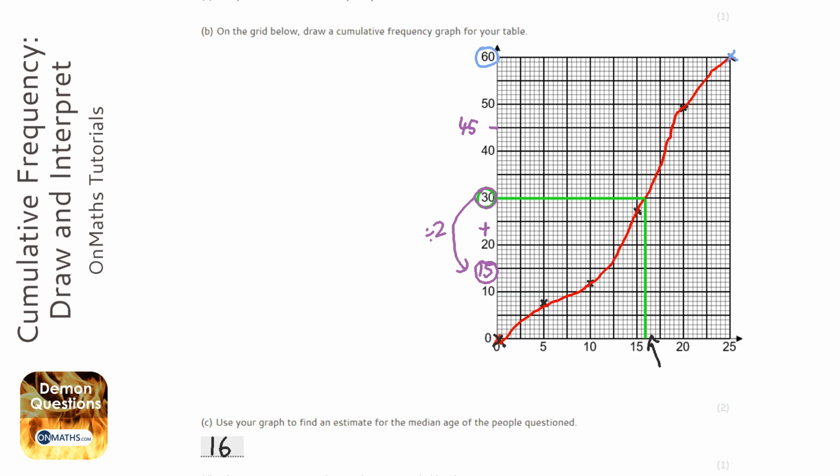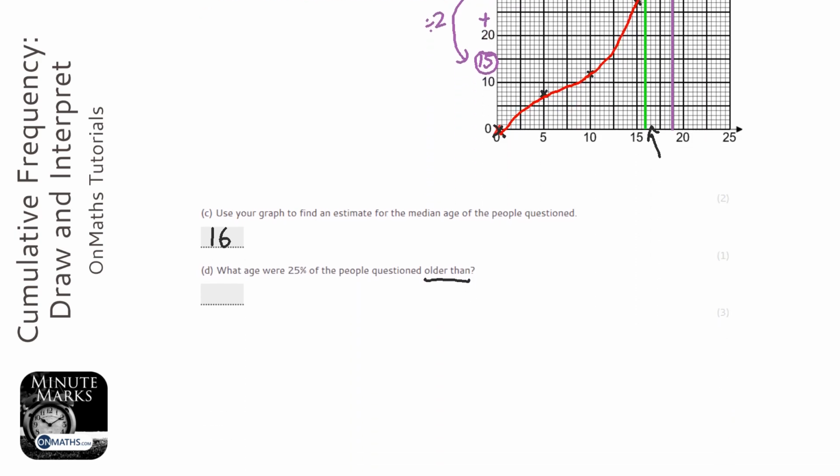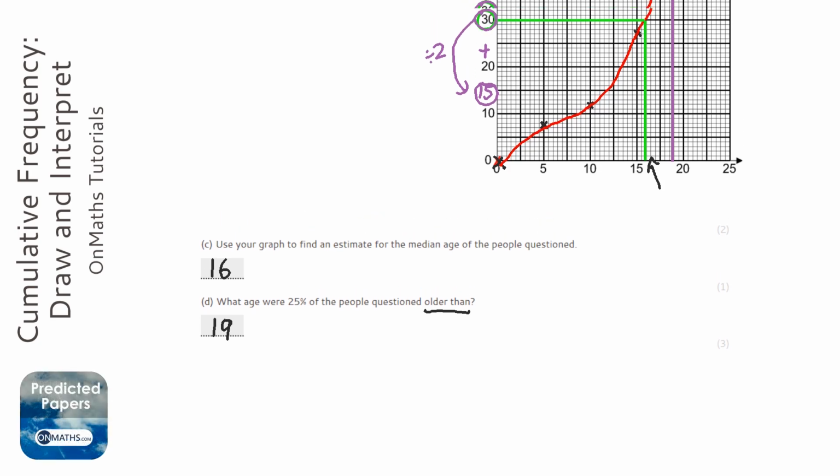And then we're going to draw a line across from 45, just like we did when we found the median, and down. And I would say that's 16, 17, 18. That's to me about 19. So I would say that 25% of the people were older than 19.